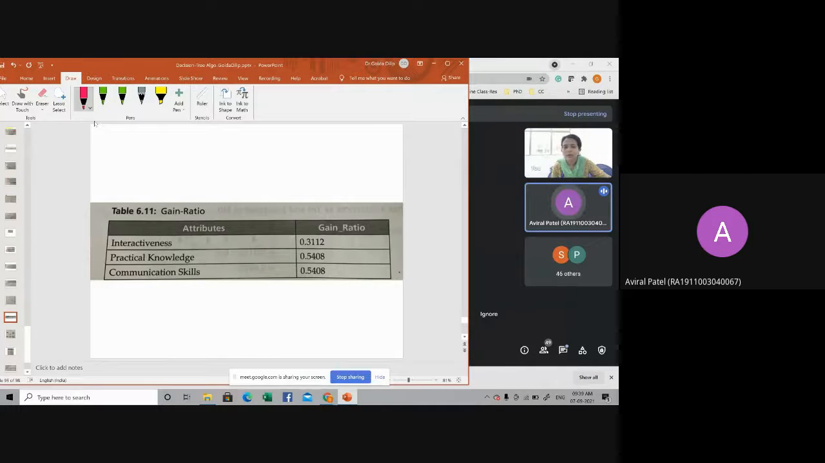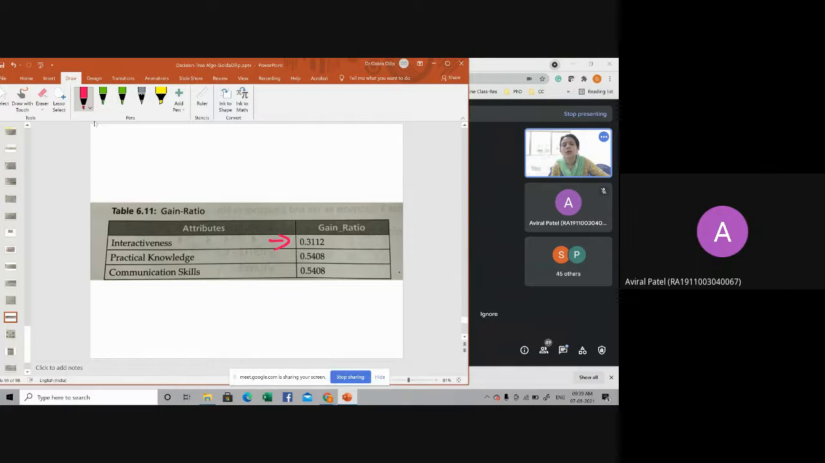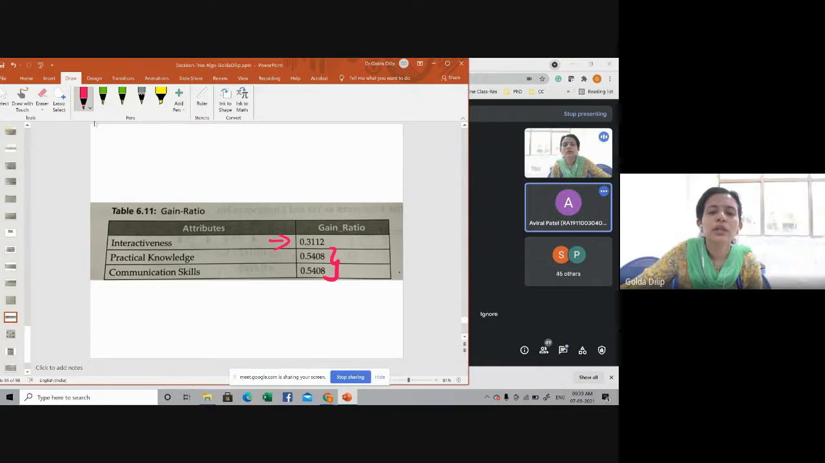Interactiveness, ma'am. Why interactiveness? That is the one with the least gain ratio, right? You should select the one with the maximum gain ratio. Sorry, maximum. Fine. Practical knowledge and communication skills both have the same gain ratio, so you can select one of these. It's up to you. We always select the one with the maximum information gain if it is ID3, or the maximum gain ratio if it is C4.5.